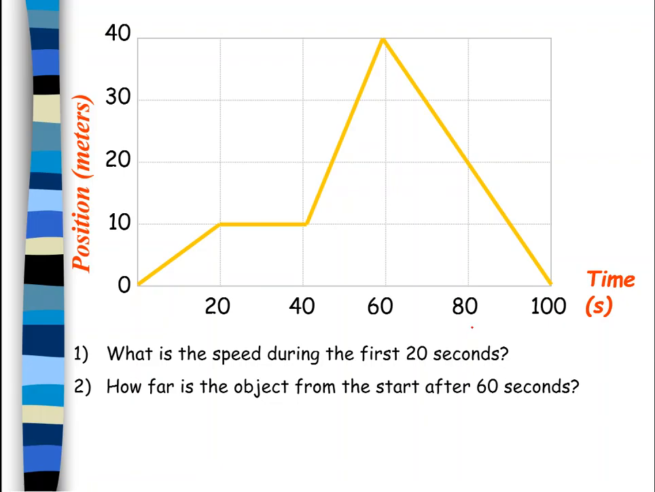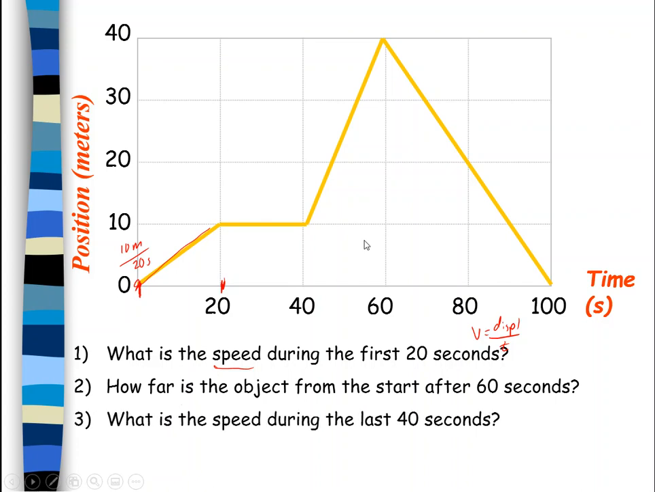So we know velocity is displacement divided by the time. So during the first 20 seconds, we're just taking the slope. We have a position time graph. I'm looking for the speed or velocity. The way I get that is by taking the slope. So the slope from 0 seconds to 20 seconds, the rise is 10 meters. The run is 20 seconds. So go ahead and do the calculation, and you get 0.5 meters per second.